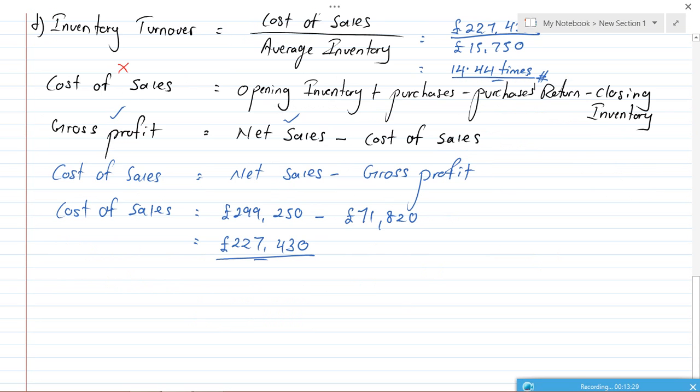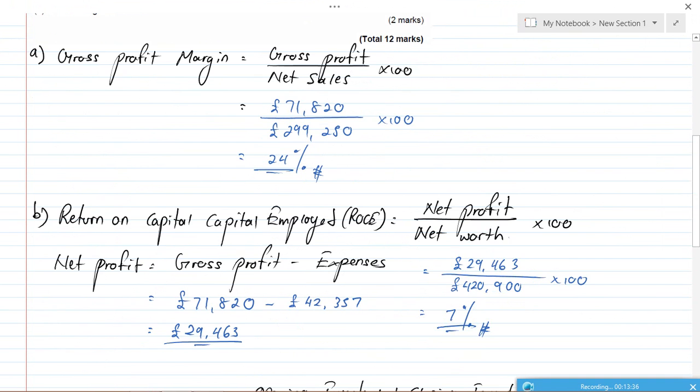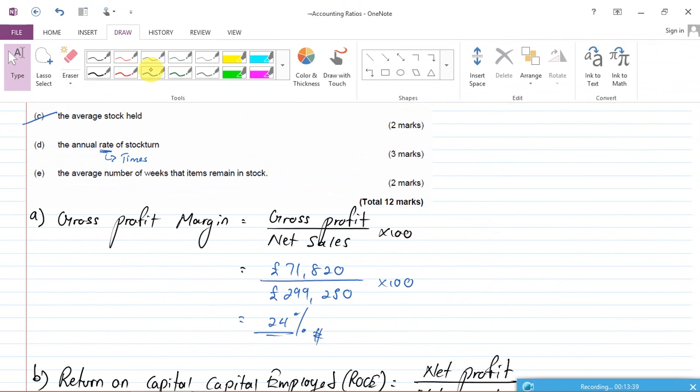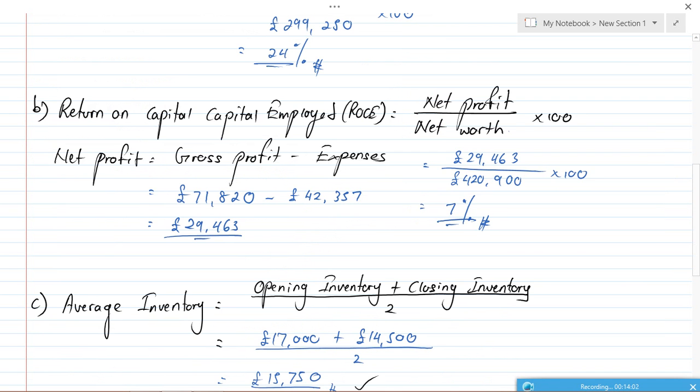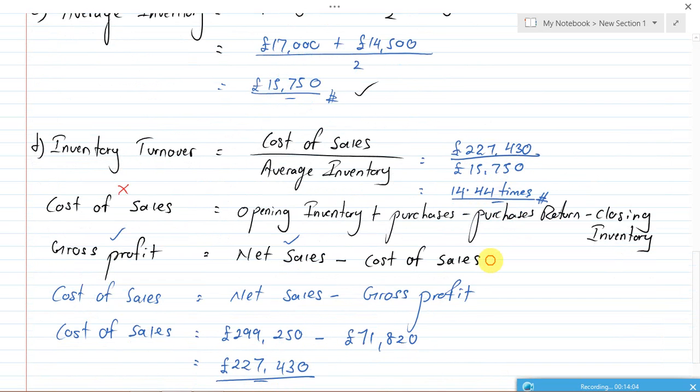Okay, next is your part E. Part D done. Next, part E. The average number of weeks that item remain in stocks. Again the same inventory turnover, but they're asking in weeks. So this is going to be our second formula in our inventory turnover.